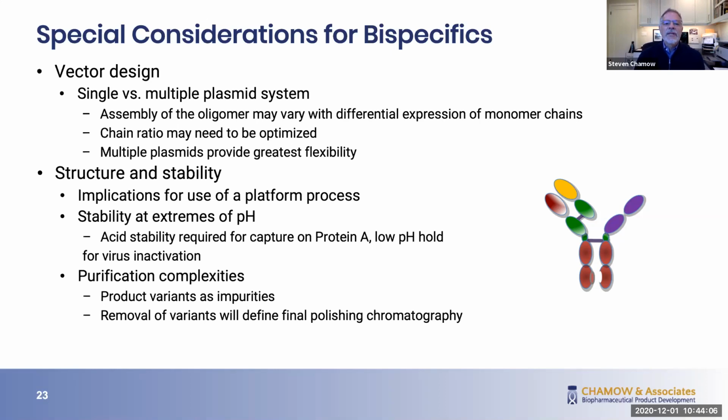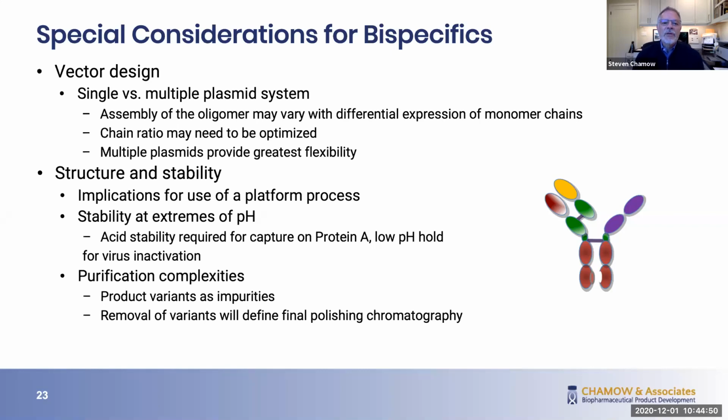So for example, stability at extremes of pH is really important here. You need acid stability for capture on protein A and for low pH hold for virus inactivation. Well, bispecific antibodies are engineered molecules. Stability at extremes of pH are not guaranteed. And so that's something that needs to be evaluated early in order to determine how stable is this molecule at low pH. And if it turns out that it's not stable at low pH, then that has significant implications for the use of protein A as capture and ultimately on the platform process in general.